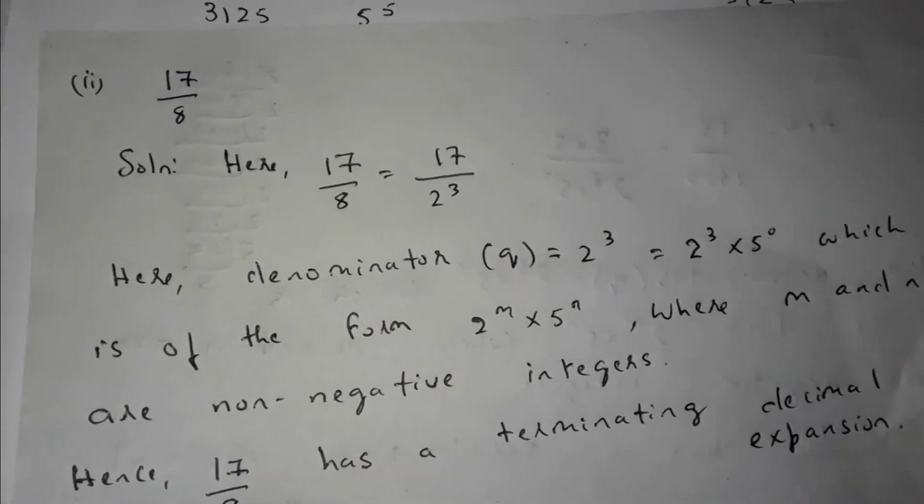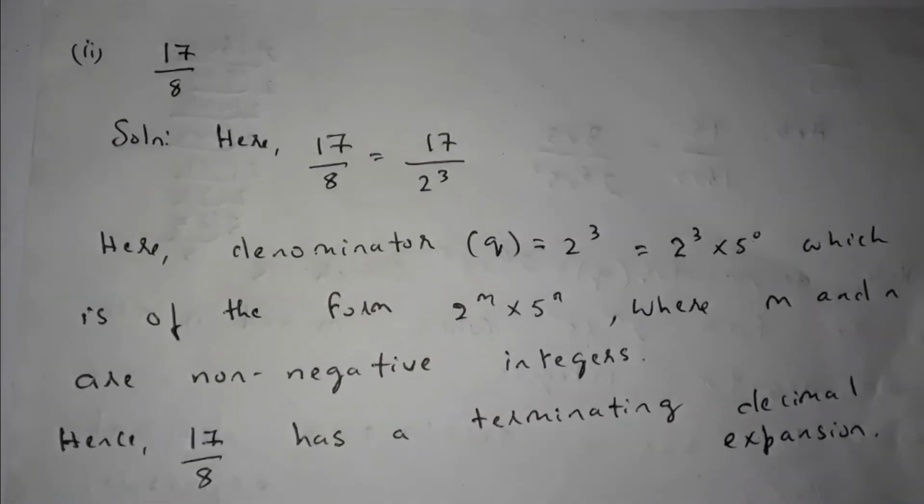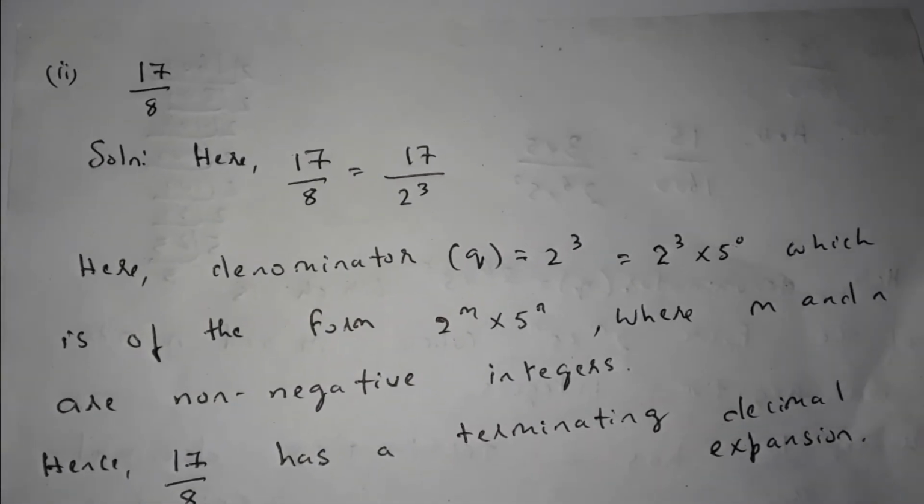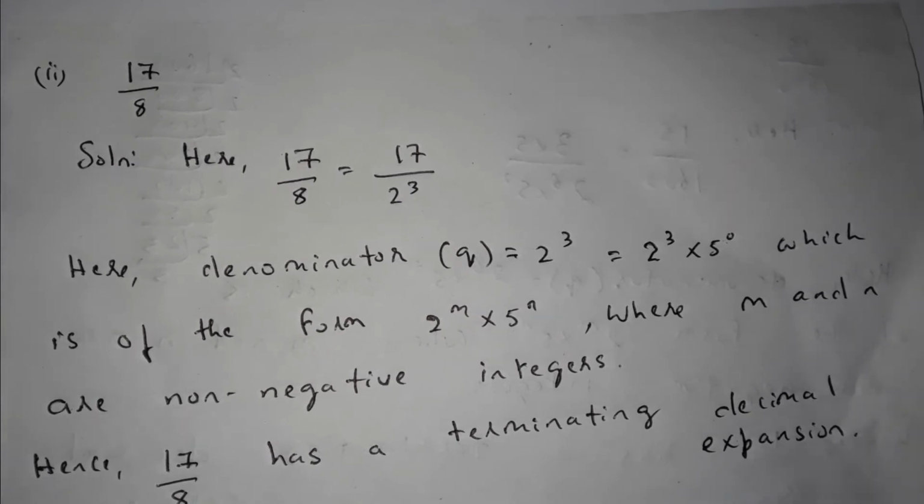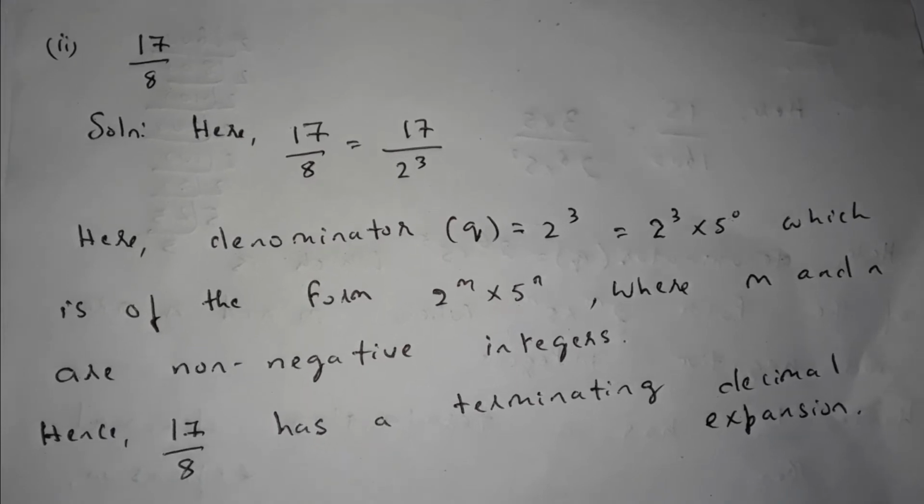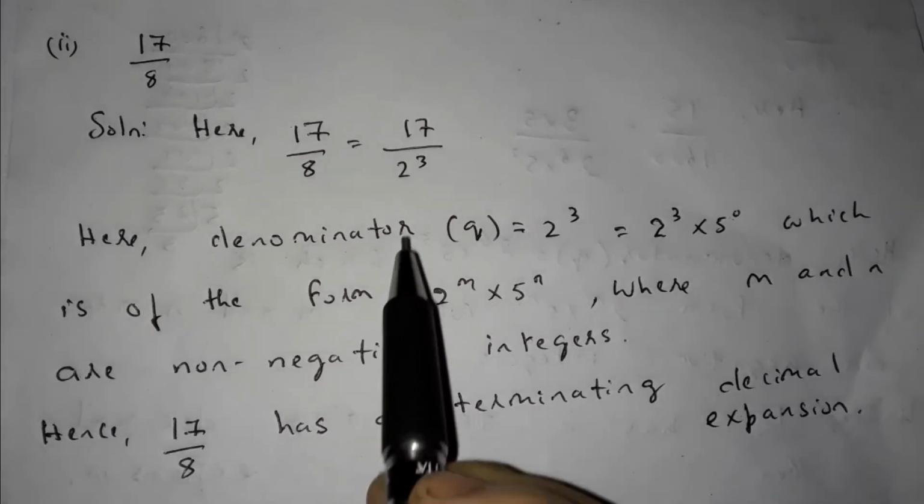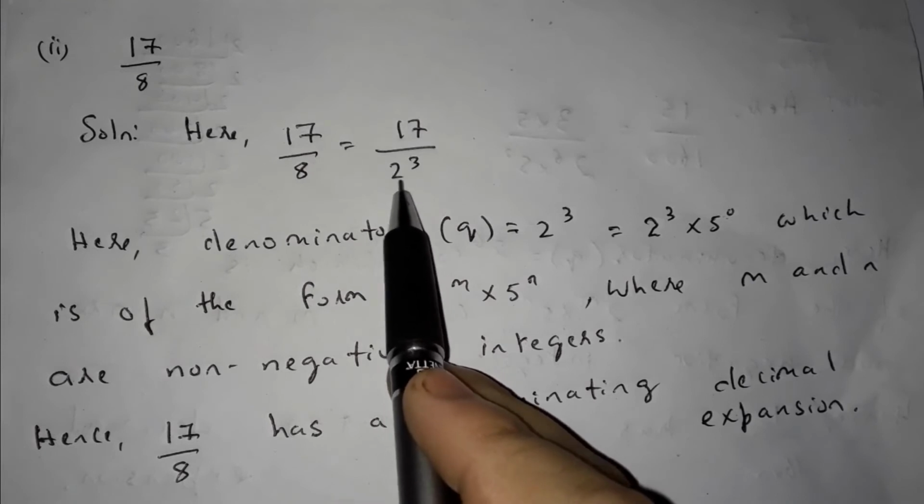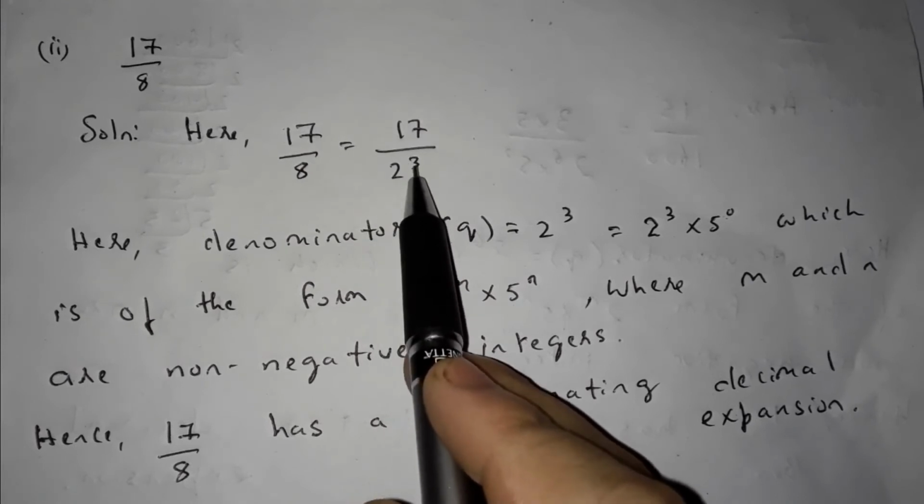This is number 2, 17 by 8. Here 17 by 8 equals 17, because 17 is a prime number, so it will stay as is. Okay, and 8, what is 8? 8 is 2 cube, simple, isn't it? 2 into 2, 4, 4, 2, 8. So now here the denominator is 2, isn't it? Only 2 exists. 2 cube, only 2.